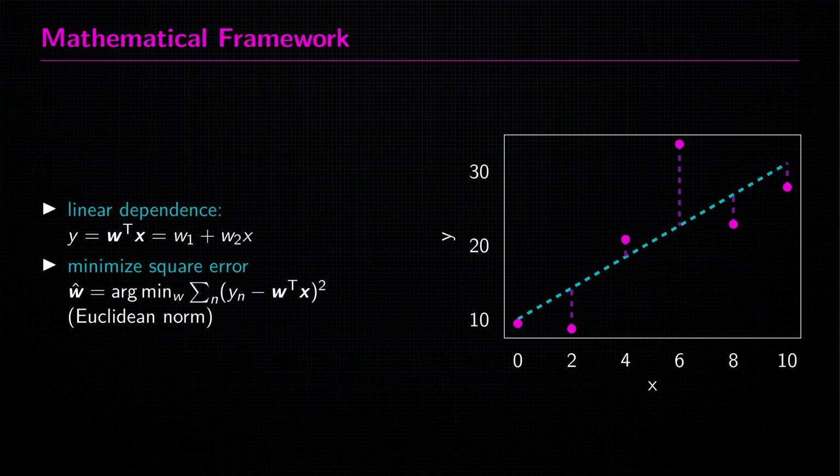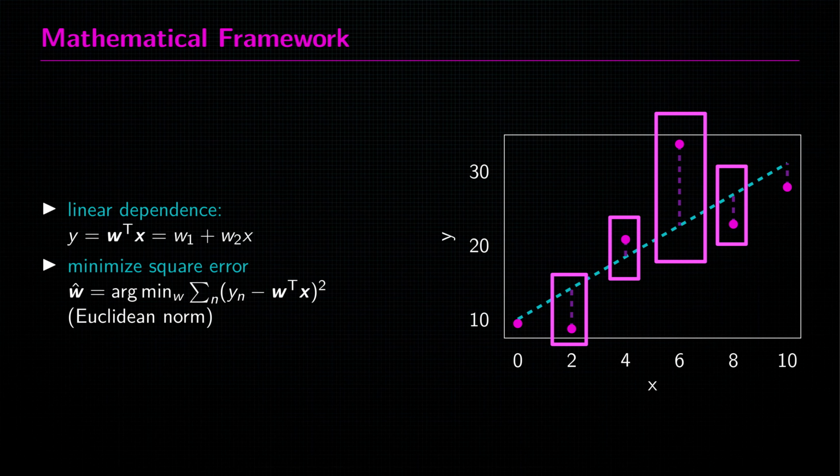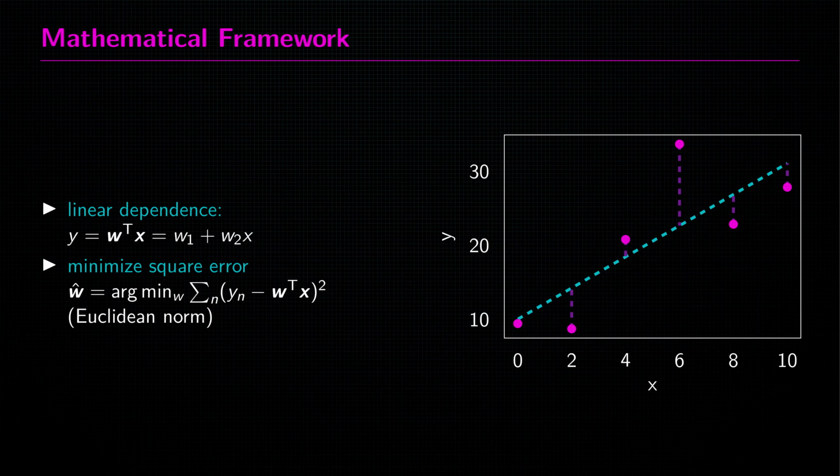Then we need a measure or metric to describe how well the fitted data actually describes the available samples. A very common way of doing this is to analyze the distance between the samples and the linear function and summing over them. In order to avoid that positive and negative errors can compensate each other, we square them before summation. This is also called the square error function, or Euclidean norm of the error vector.